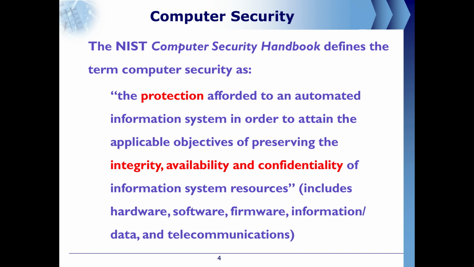Computer security. The NIST Computer Security Handbook defines the term computer security as the protection afforded to an automated information system in order to attain the applicable objectives of preserving the integrity, availability, and confidentiality of information system resources, which includes hardware, software, firmware, information/data, and telecommunications.